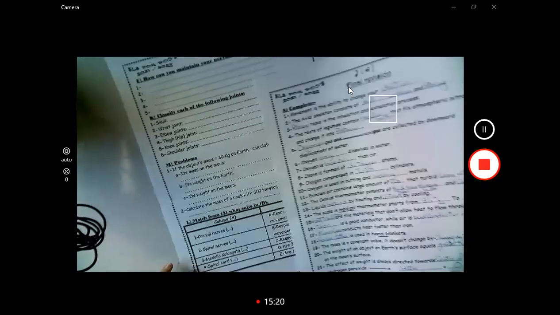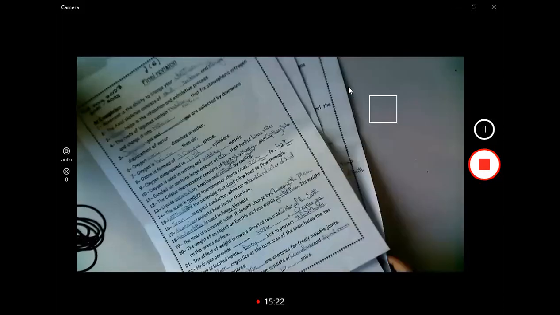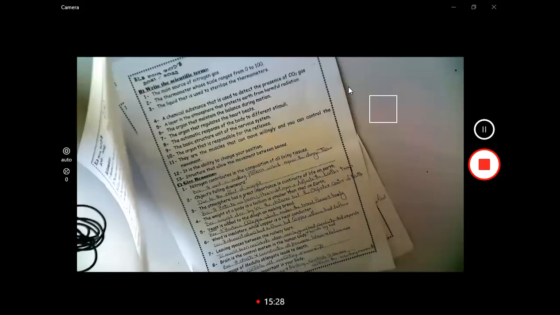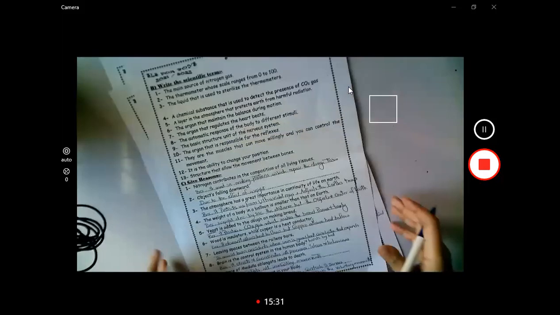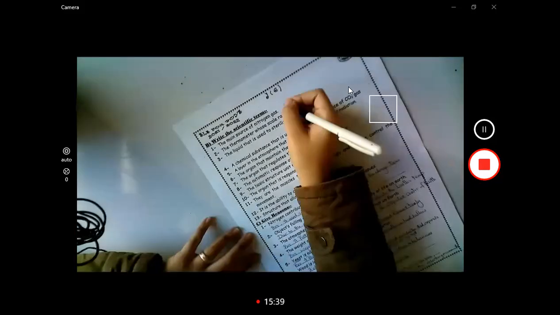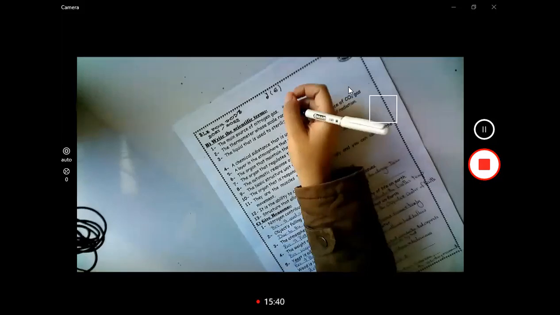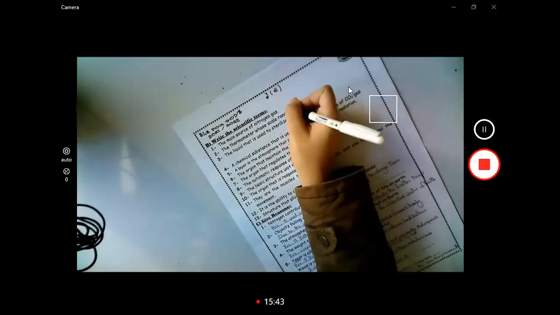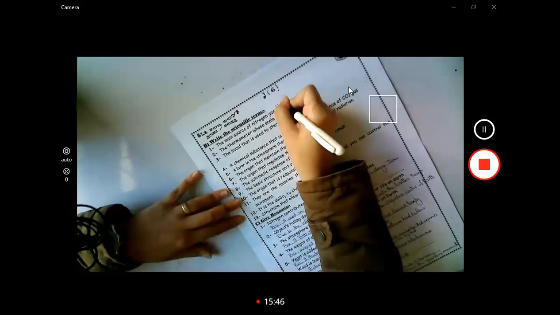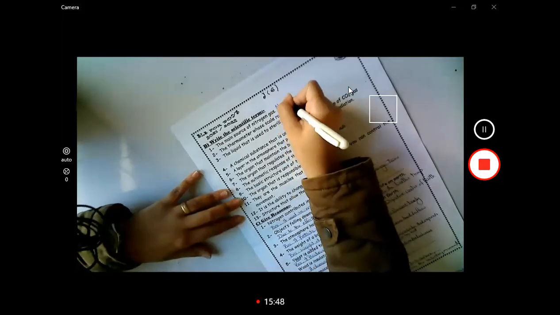اوكي عايزين page 2. Page 2, write the scientific term. The main source of nitrogen gas. مين هو المين source of nitrogen gas؟ atmosphere. لأن ده فيه largest amount أو اللي هي 78%.